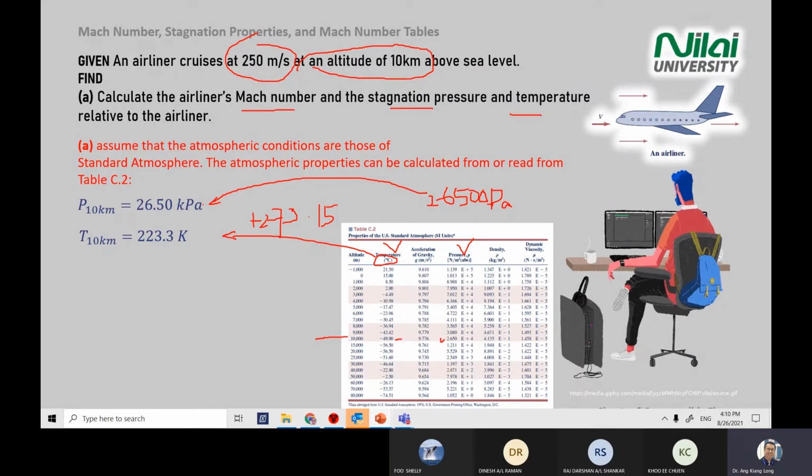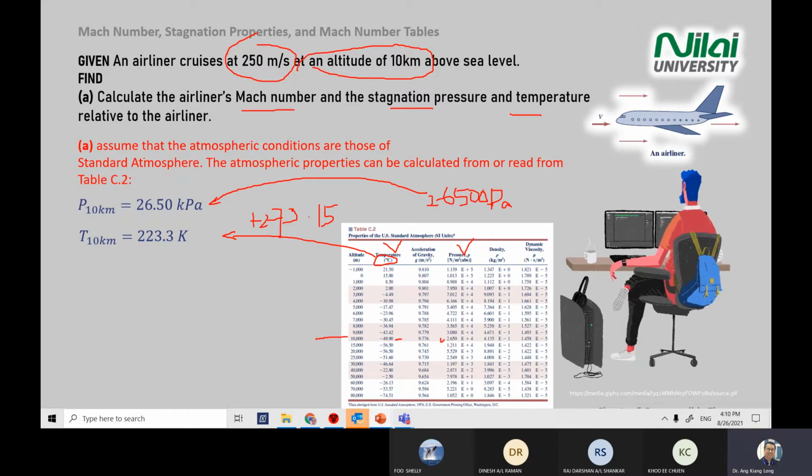Who are you there? Yeah. Do you understand how to get pressure and temperature from the table? Yes, correct. You understand, right? Okay, good. Anyone who doesn't understand how to get 26.5 and temperature equal to 223.3 Kelvin?